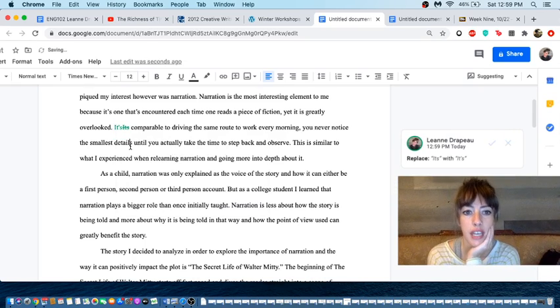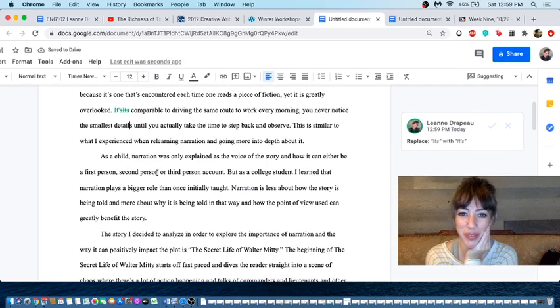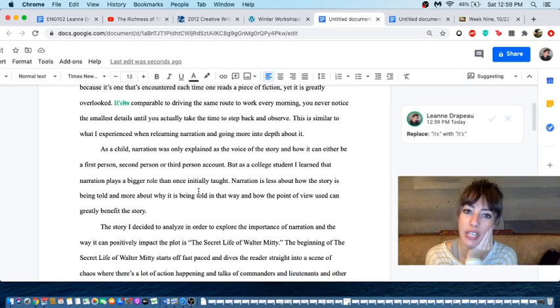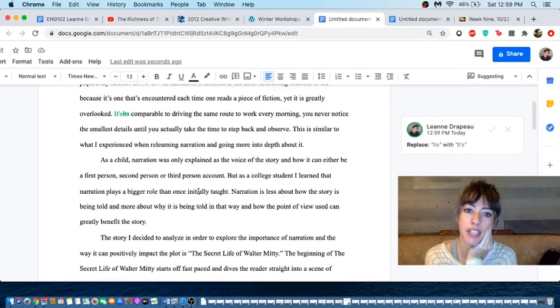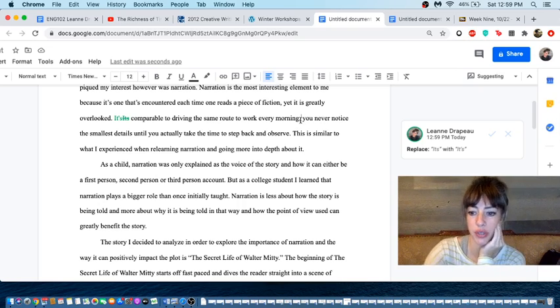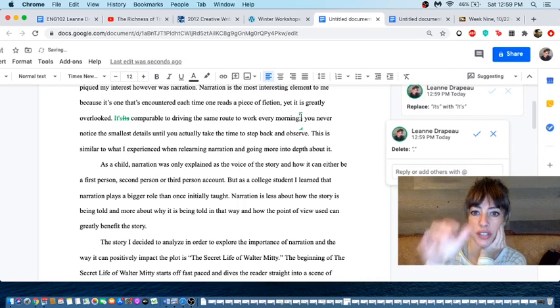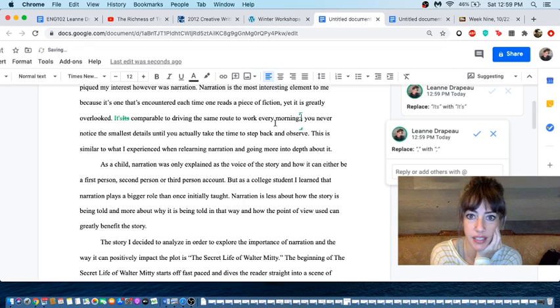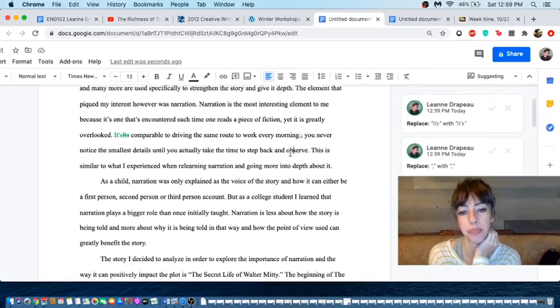Okay. It's comparable to driving the same route to work every morning. You never notice the small details until you actually take the time to step back and observe. This is similar to what I experienced when relearning narration and going more into depth about it. All right, excellent. We've got a really nice comparison. I'm going to change this to a semicolon because this is an independent clause, as is this. This is its own sentence, so we need to join those with a semicolon.